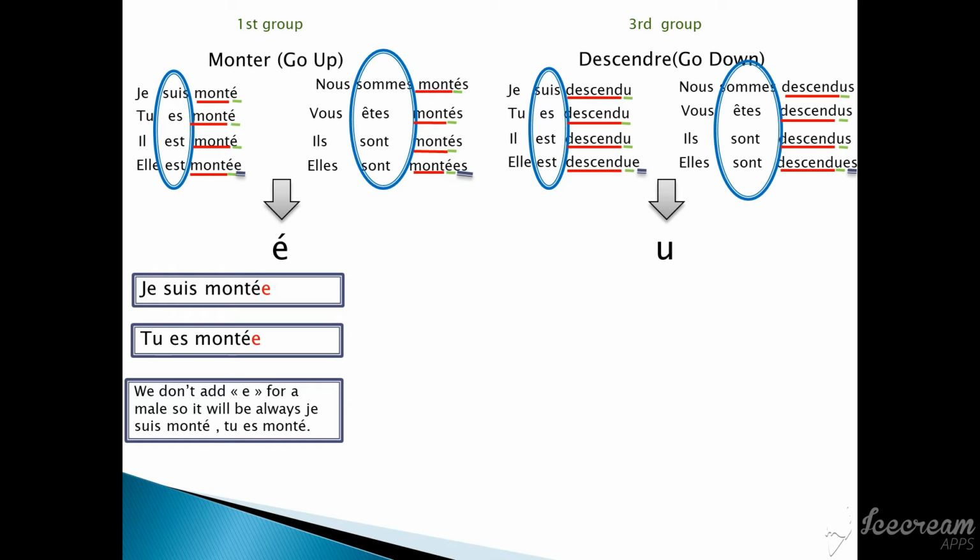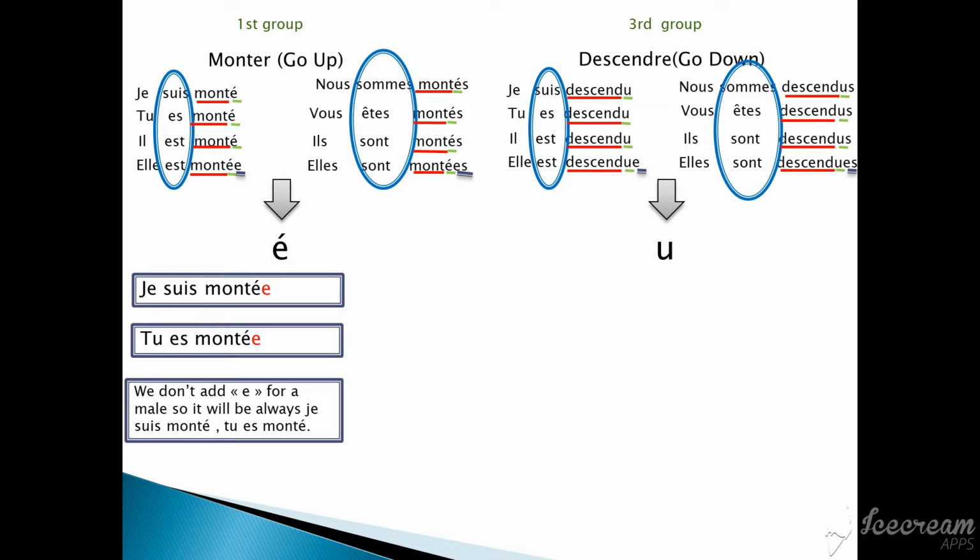So, for other subject pronouns, there is an s at the end of the past participle of the verb. The s here is to indicate the plural. So indeed, for example, the subject pronoun nous is for plural. So when we use it, we should add an s at the end of the past participle. Same thing for other personal pronouns vous, ils, and elles.